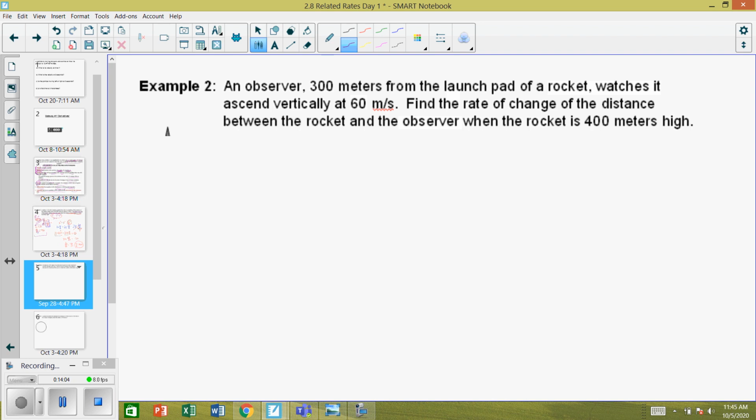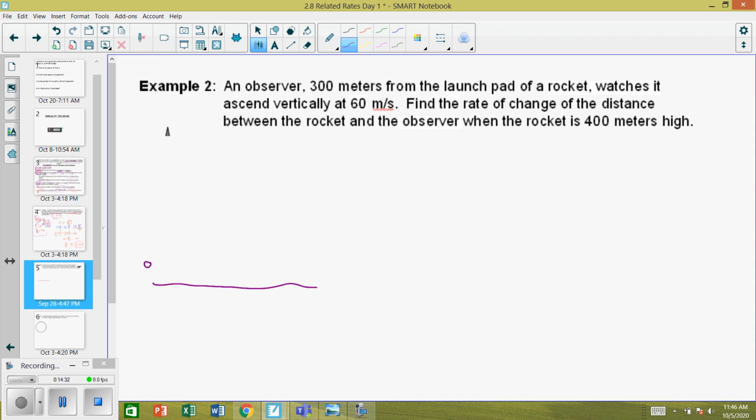It says an observer 300 meters from the launch pad of a rocket watches it ascend vertically at 60 meters per second. Find the rate of change of the distance between the rocket and the observer when the rocket is 400 meters high. Okay, long problem. Let's read it carefully. Let's draw a picture. An observer 300 meters from a launch pad. Let's start there.